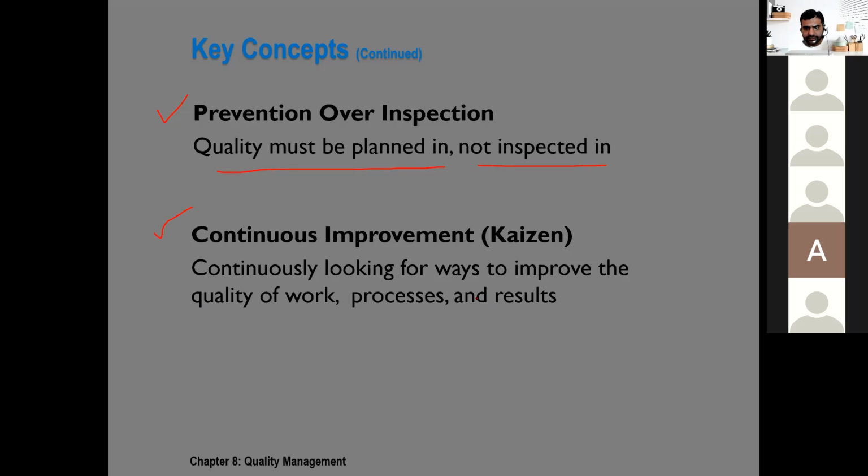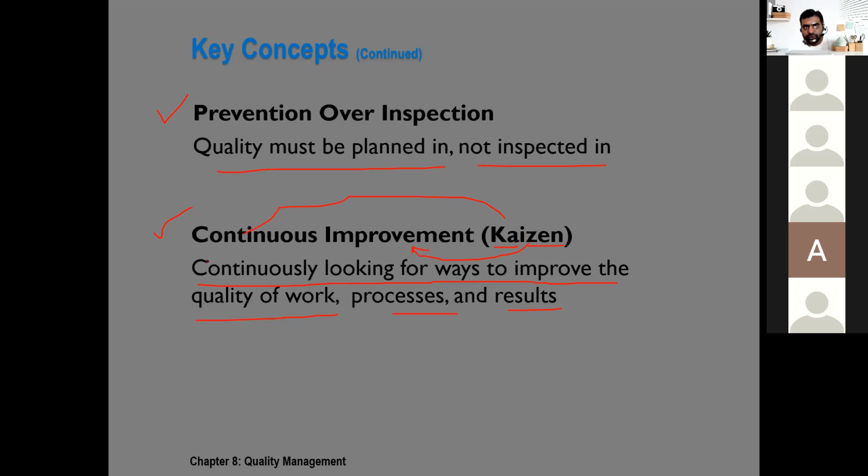Continuous improvement, Kaizen. Continuously looking for ways to improve the quality of work process and results. In fact, Kaizen is a very famous term, used in many different industries. And the purpose of Kaizen, a Japanese word, in fact, there are two words, Kai and Zen. Kai talks about continuous and Zen is talking about improvement.